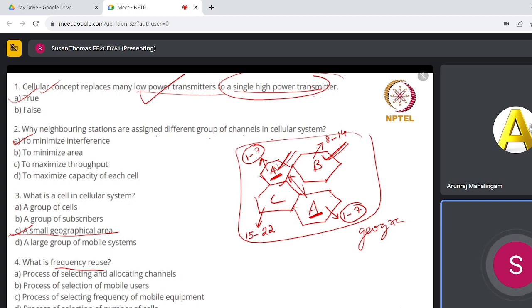So what is frequency reuse? Is it the process of selecting and allocating channels, the process of selection of mobile users, the process of selecting frequency of mobile equipment, or the process of selection of number of cells?